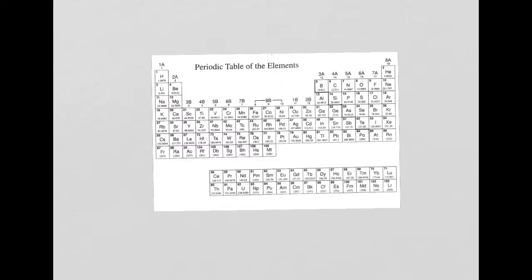This is to remind you that for valence electrons, this column has 1 valence electron. This column has 2 valence electrons. 3, 4, 5, 6, 7, and 8. So the noble gases over here have 8 valence electrons.